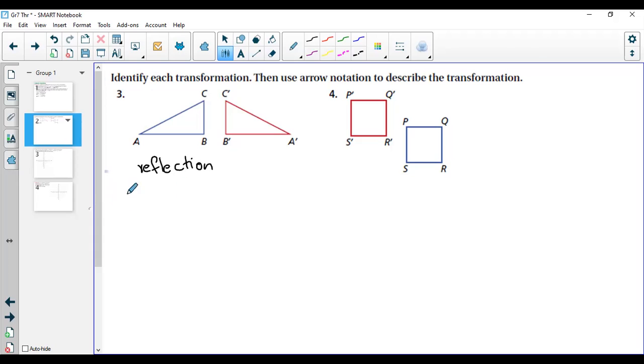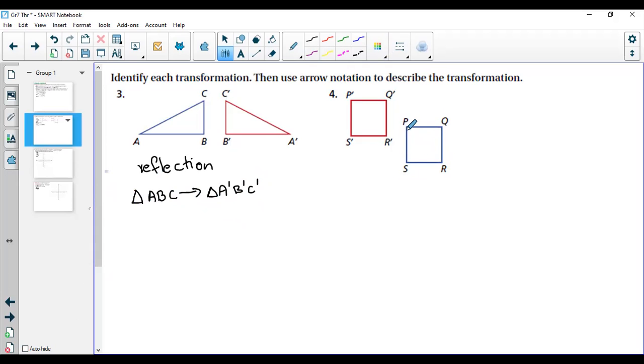And that too, you need to use the arrow notation. So you just say triangle ABC has been transformed to triangle A prime, B prime, C prime. That's how you use the arrow notation to describe the transformation.